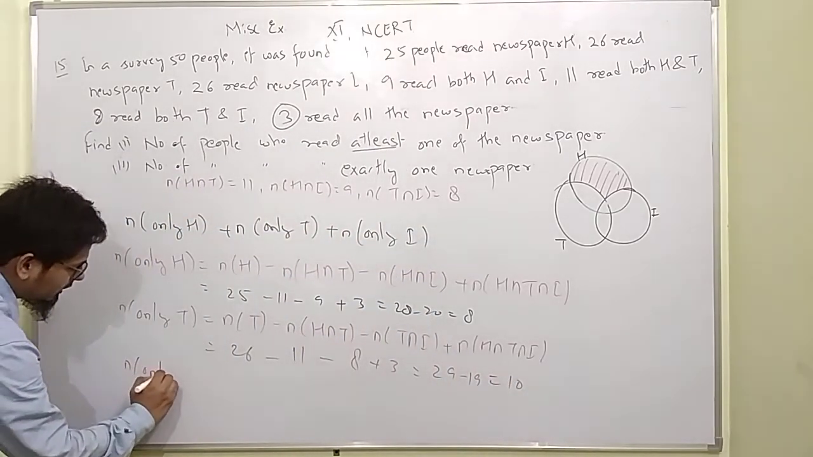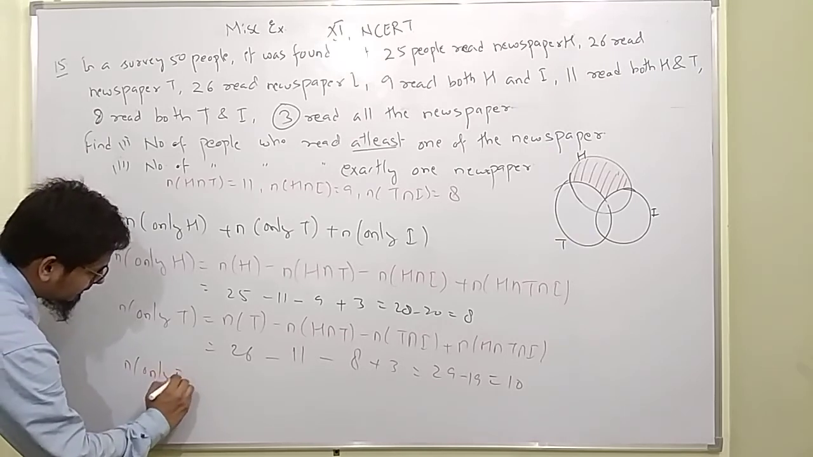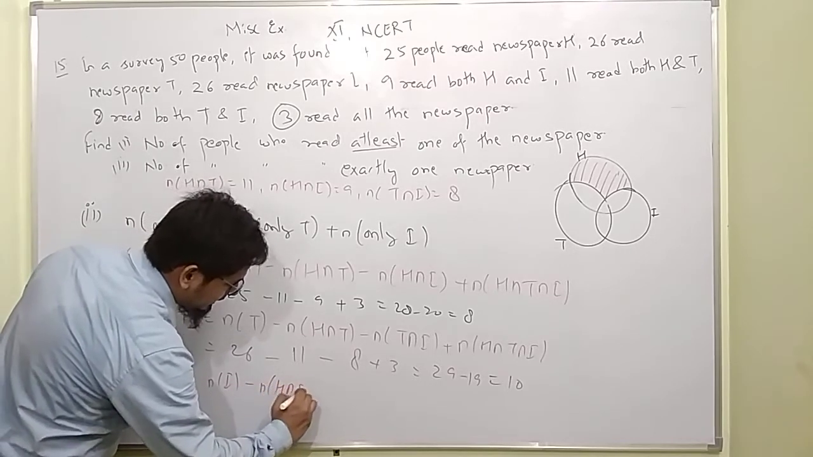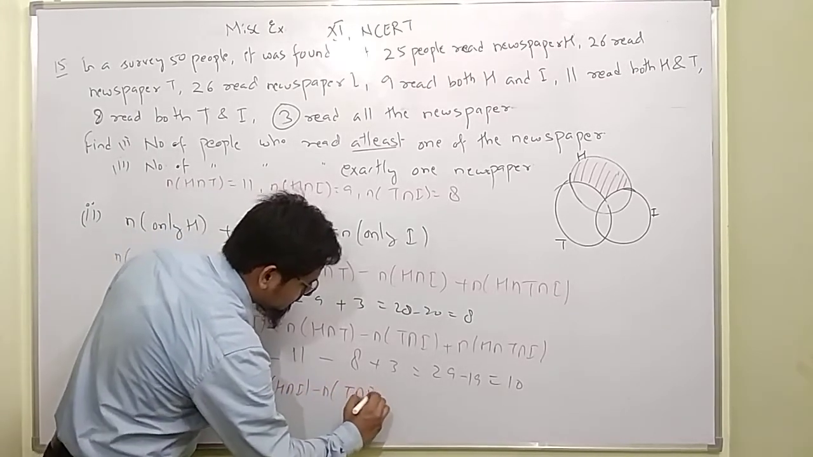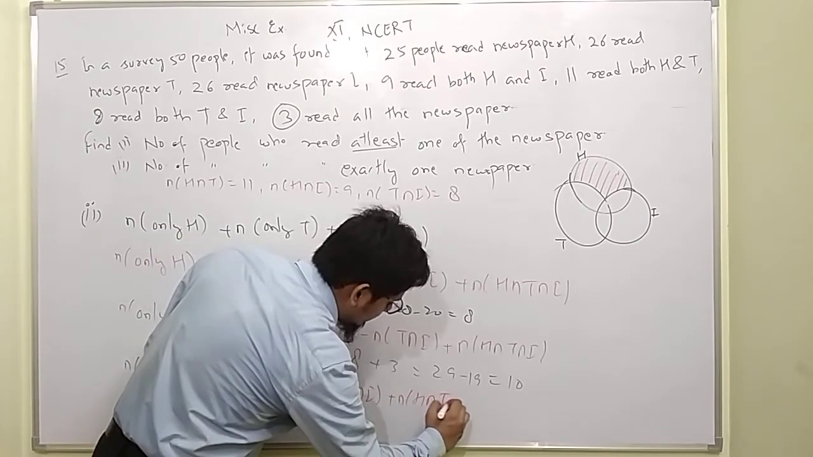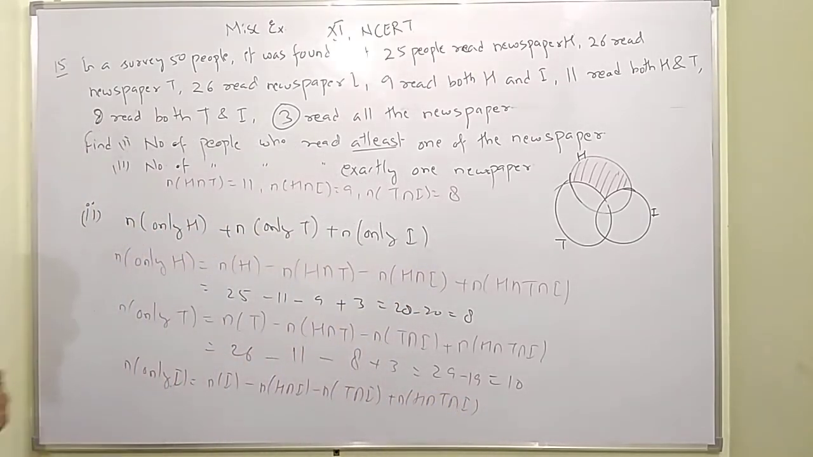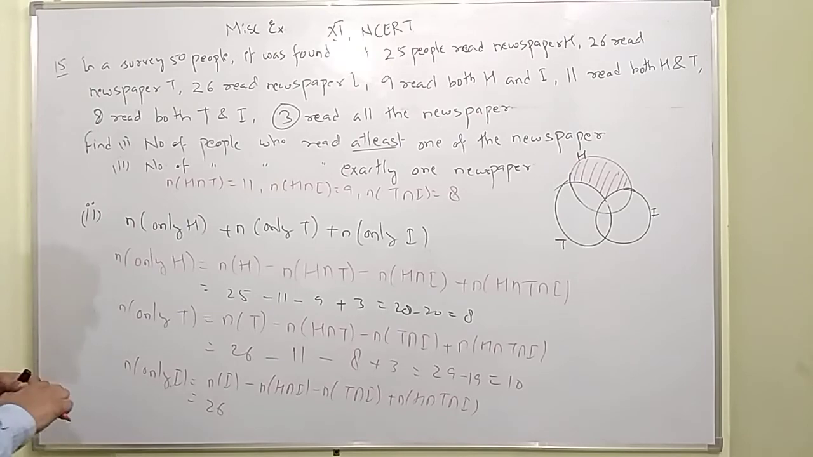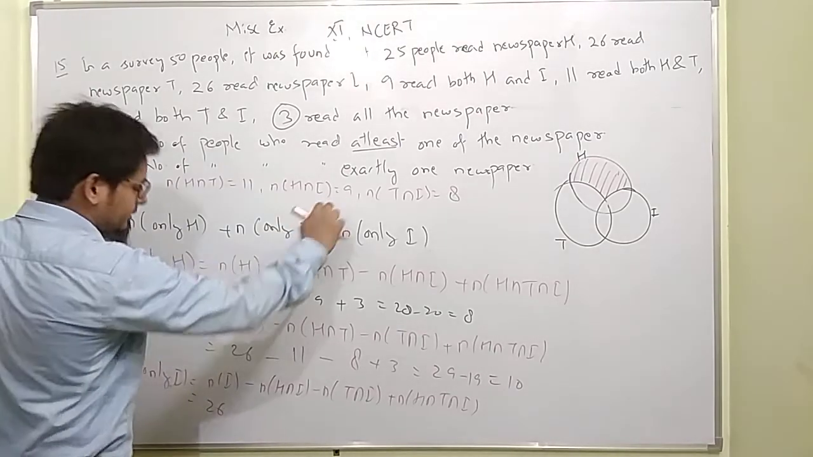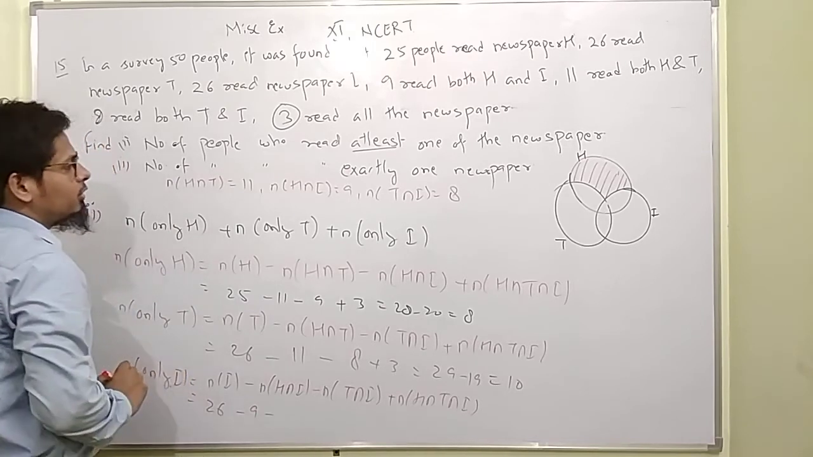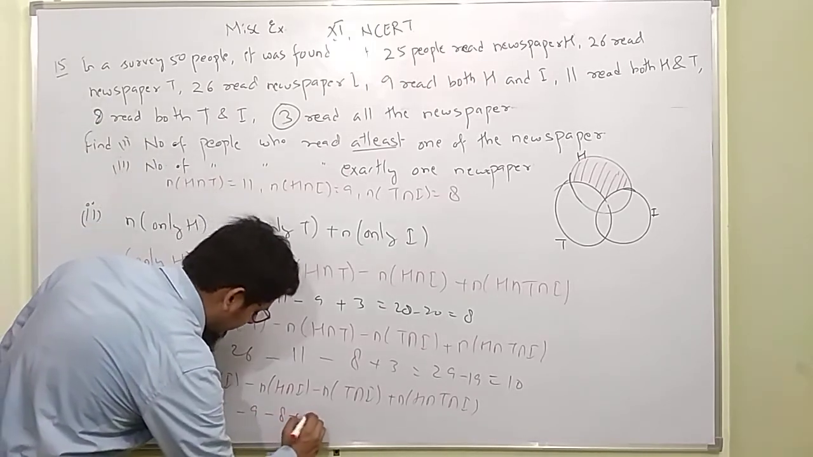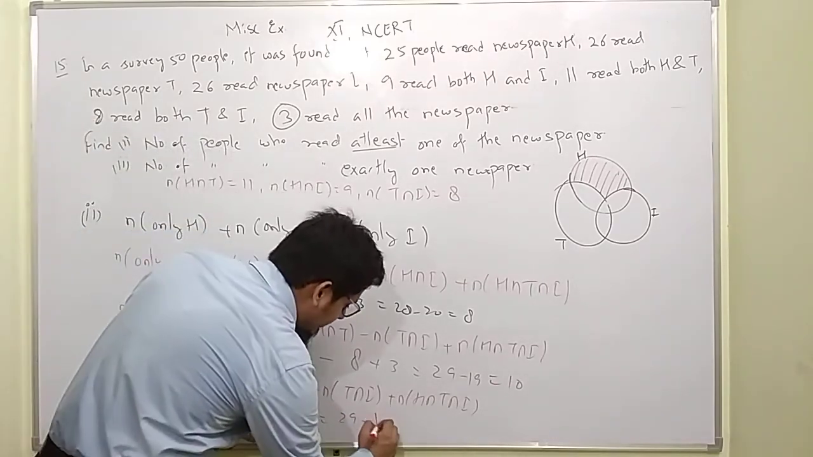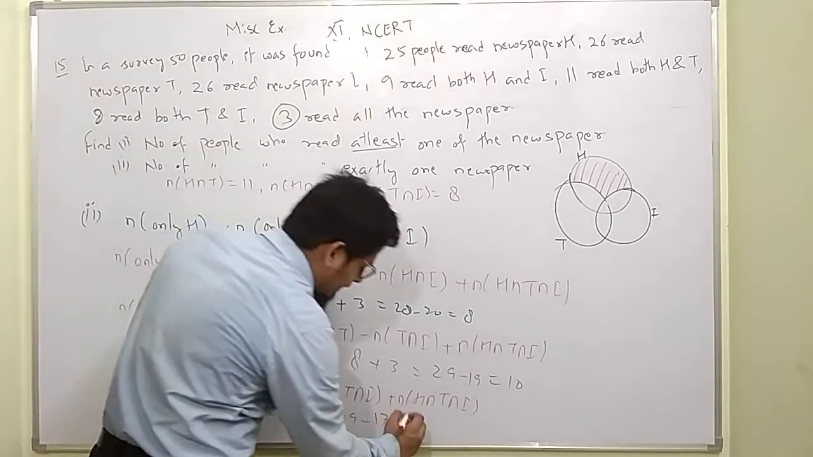Now find only I. It is N(I) minus N(H and I) minus N(T and I) plus N(H intersection T intersection I). N(I) is 26, H and I is 9 so minus 9, T and I is 8 so minus 8, and plus 3. That is 29 minus 9, 8, 17, minus 17, 3 and 9, that is 12, okay?